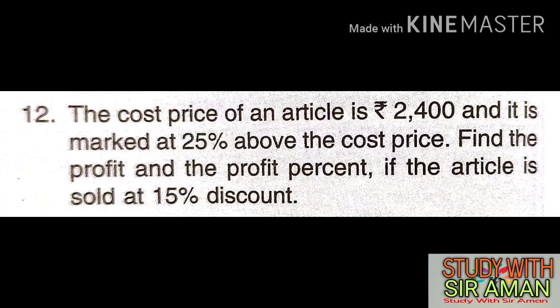Cost price of an article is 2400 and it is marked at 25% above the cost price. Marked means marked price, list price, printed price. 25% above means 25% more than cost price. Find the profit. What do we need? Profit. If the article is sold at a discount of 15%, he is offering discount also, then we have to calculate what is his profit. Let us see the solution.